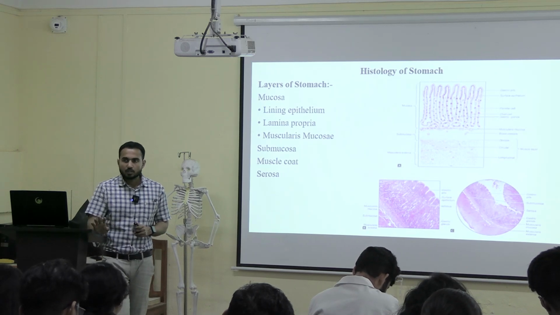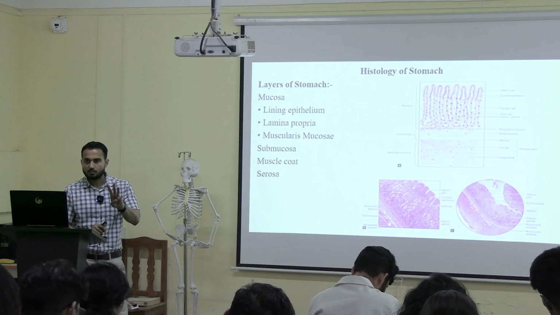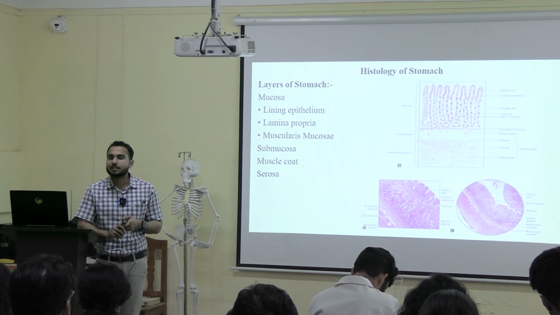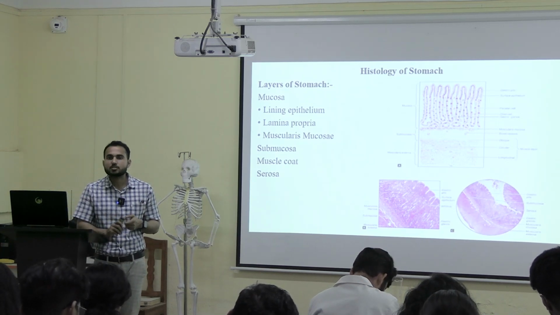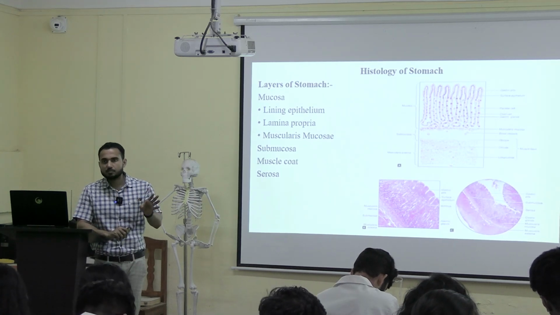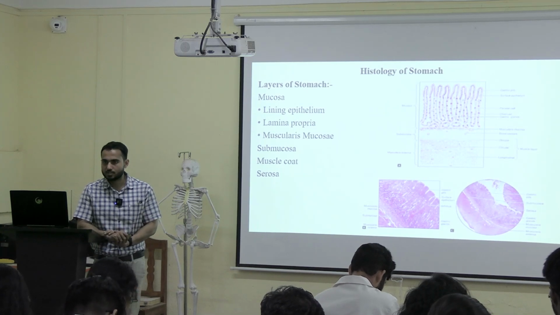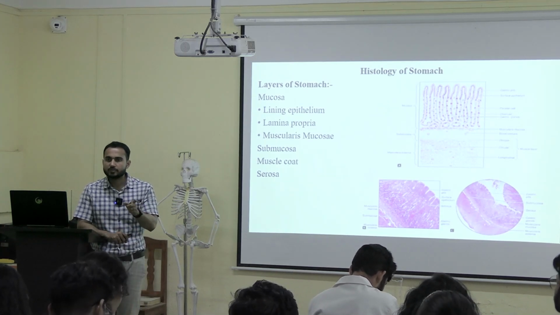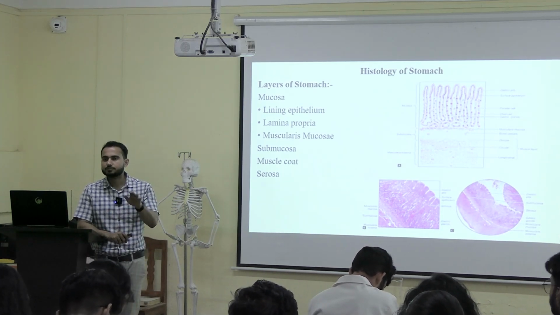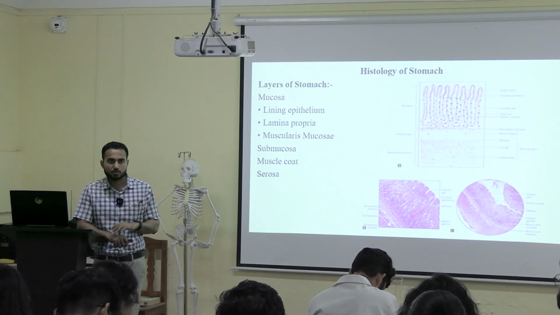Okay, and how many types of glands are there? As I said, 3 types of glands are there. Majority of them are the main gastric gland, and after that, in the cardiac area we get the cardiac glands, and in the pyloric area we get the pyloric glands. Most of the secretion of the stomach takes place from the main gastric gland, where different types of cells are present. I will show you.